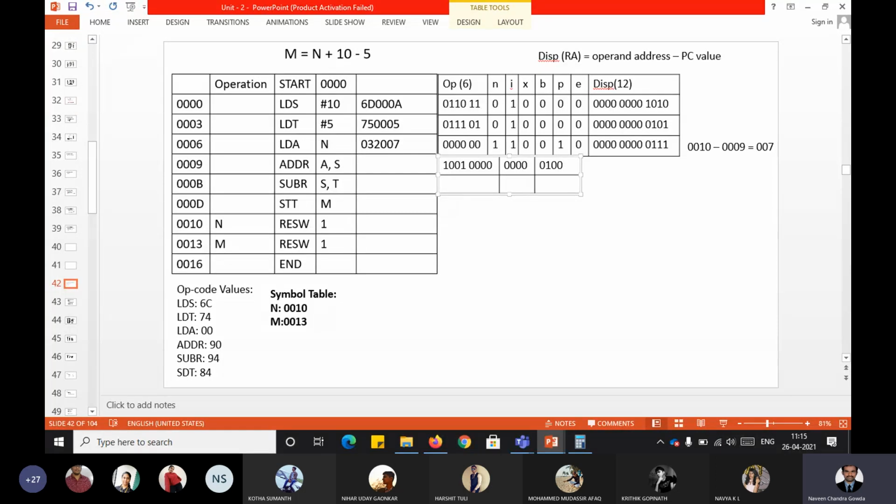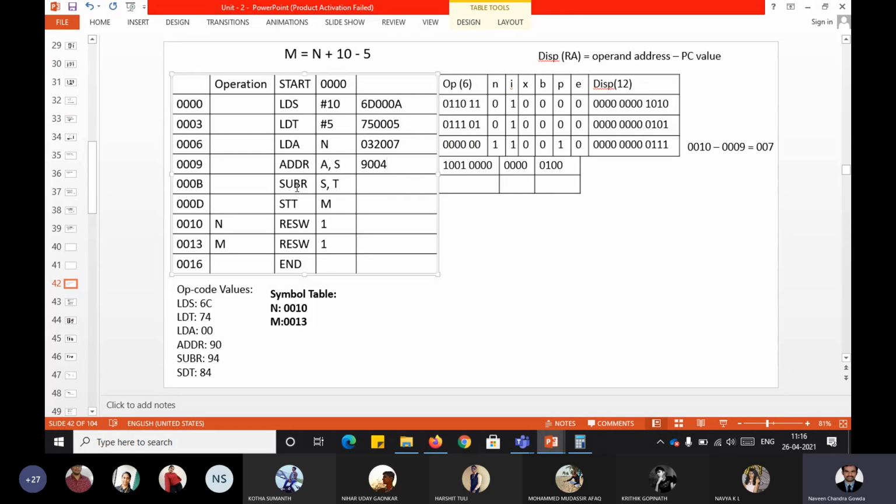It is 0100. Now based on this, what is the object code you get? It is what you can observe: 9 followed by 004. That's it, because even though you allocated only 2 bytes, for the 2 bytes you can only have 4 hexadecimal numbers. This is the object code for ADDR A, S.